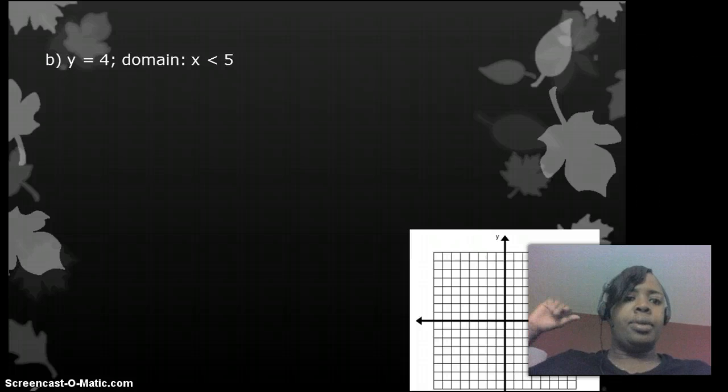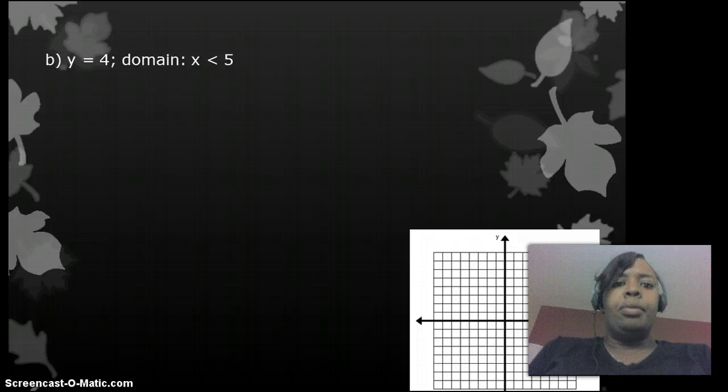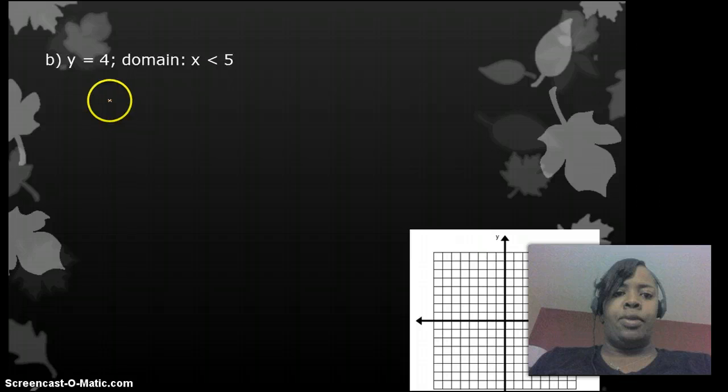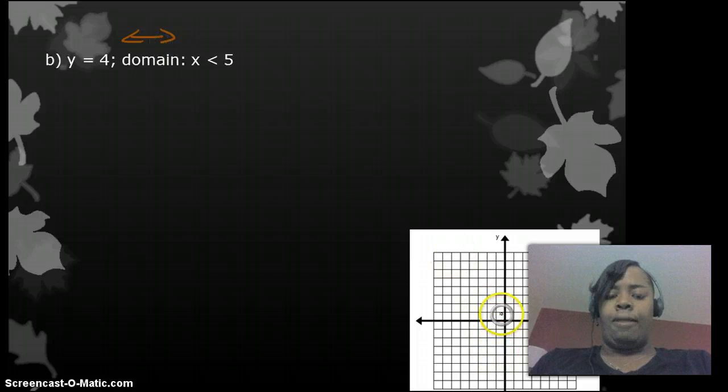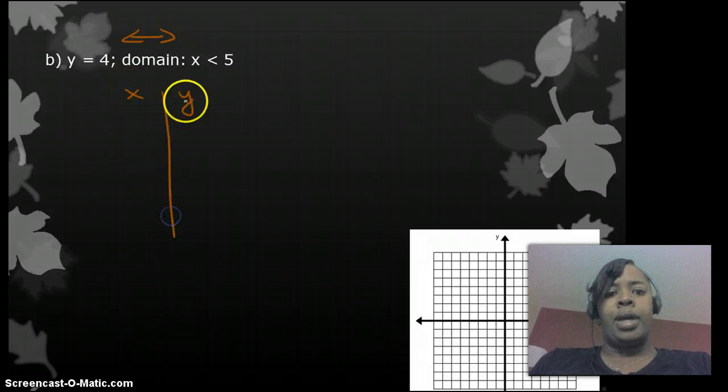So y equals 4, and the domain is x less than or equal to 5. So another way to look at that, so we know that because it's y, it's going to be a horizontal line, and it's going to be at 4. But I have a specific domain here. So let's take a look at that with our xy table.